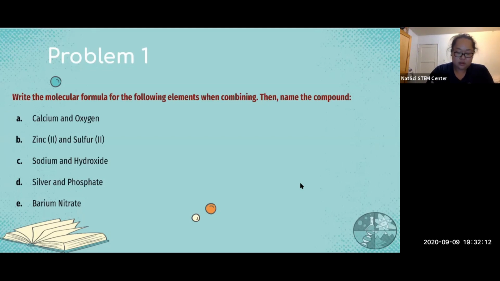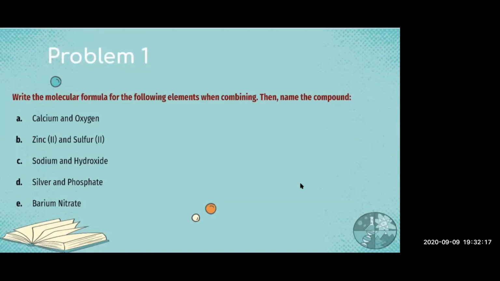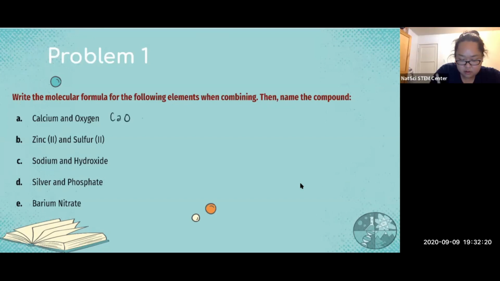Okay. For the first one, I put CaO, calcium oxide. Yes, that's correct. You can just walk me through the next ones. So B? You put zinc 2, so I assume that zinc has a +2 charge. Also put sulfur 2, so I assume sulfur has a -2 charge. So I just put ZnS, zinc sulfide. Okay, good.